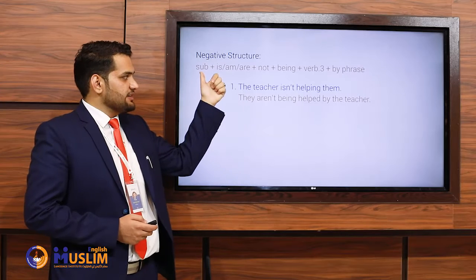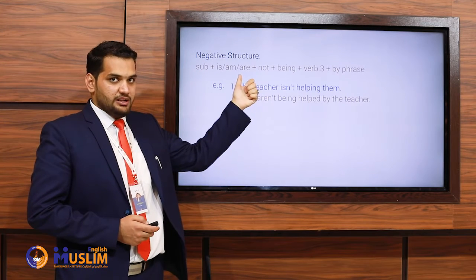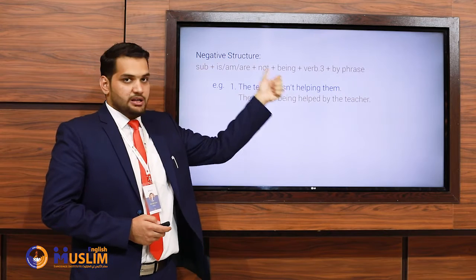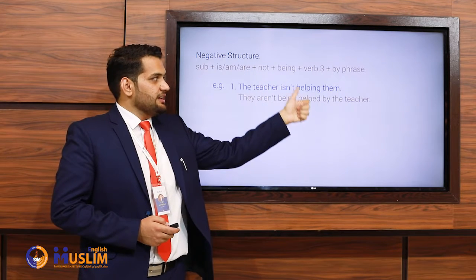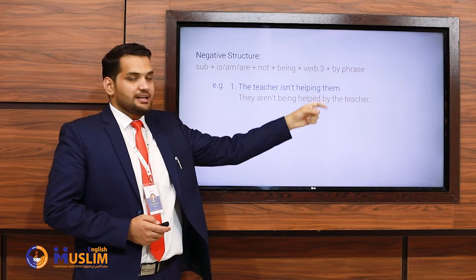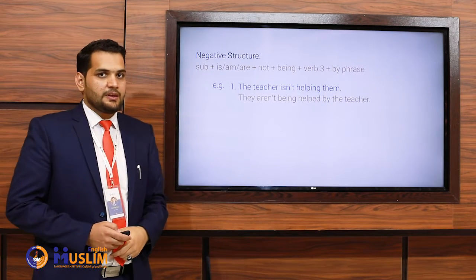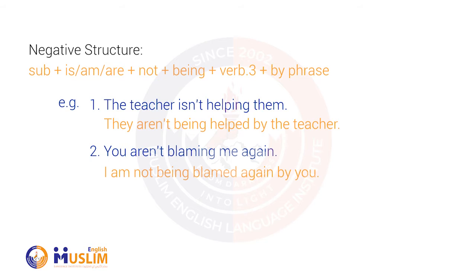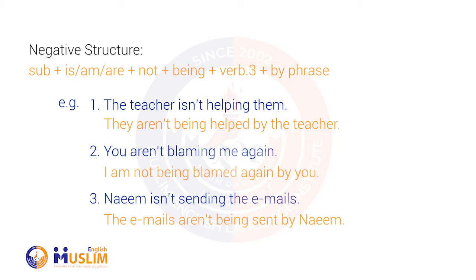They is the subject, aren't is the helping verb, being is part of the helping verb, helped is verb 3, and by the teacher is by phrase. Number 2, you aren't blaming me again. In passive voice, we will say, I'm not being blamed again by you. Number 3, Naeem isn't sending the emails. The emails aren't being sent by Naeem.